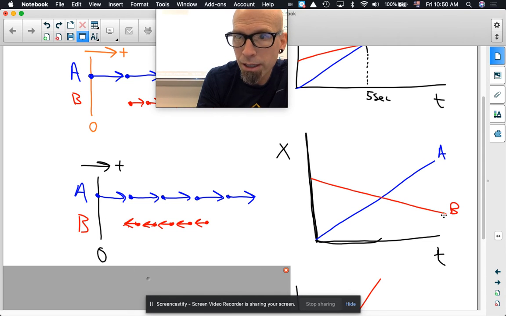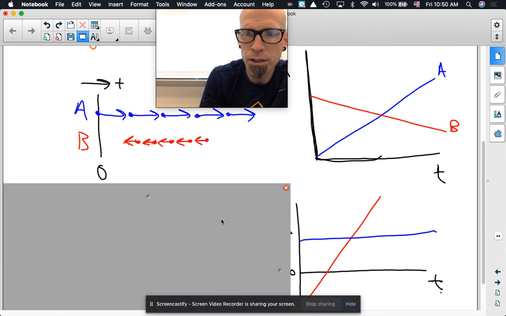Why? Because B never gets down to the t-axis. It never gets to the 0 position all the way. So it has to stop short of the 0 position on the motion map. So I hope the motion map thing makes a little bit of sense.